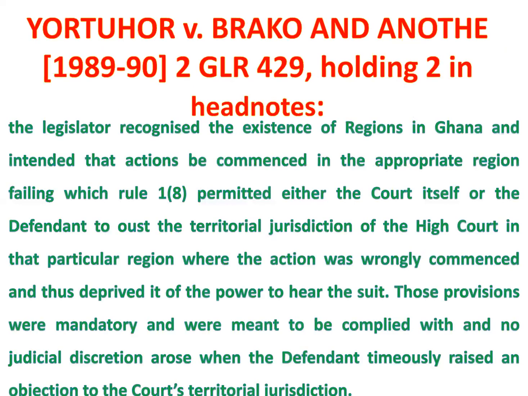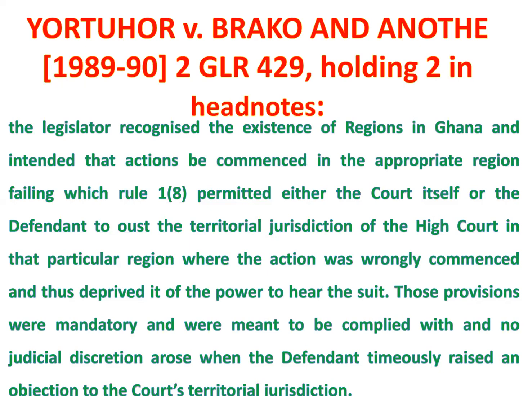If you remember in Yotuho versus Brackwell, it says that those provisions were mandatory and were meant to be complied with, and no judicial discretion arose when the defendant timeously raised an objection to the court's territorial jurisdiction. So you see, the legislator recognized the existence of regions in Ghana and intended that actions be commenced in the appropriate region, failing which Rule 1.8 permitted either the court itself or the defendant to oust the territorial jurisdiction of the High Court in that particular region where the action was wrongly commenced, and thus deprive it of the power to hear the suits.